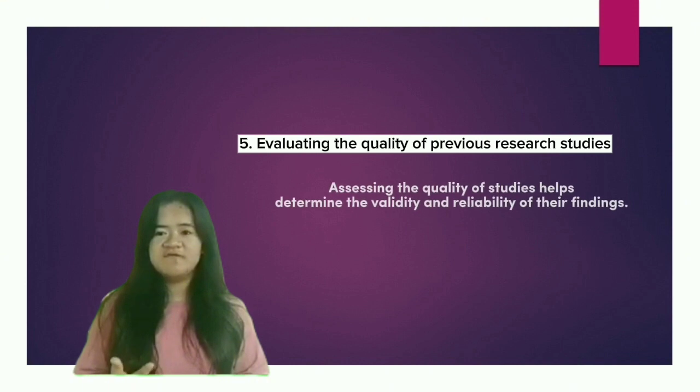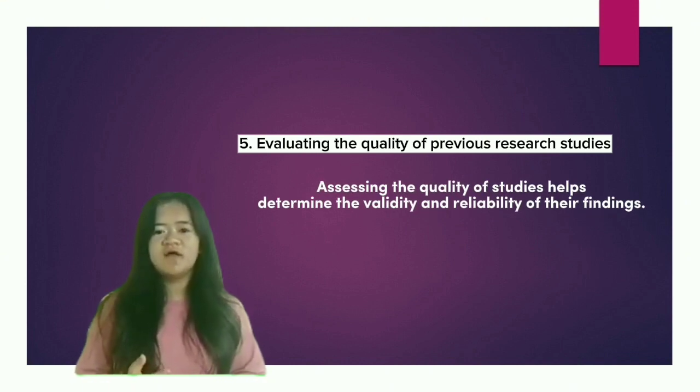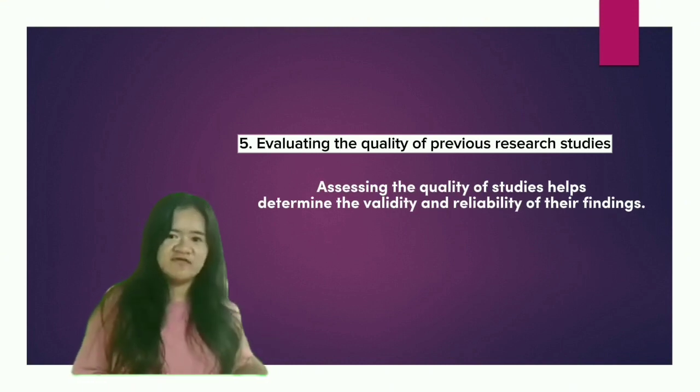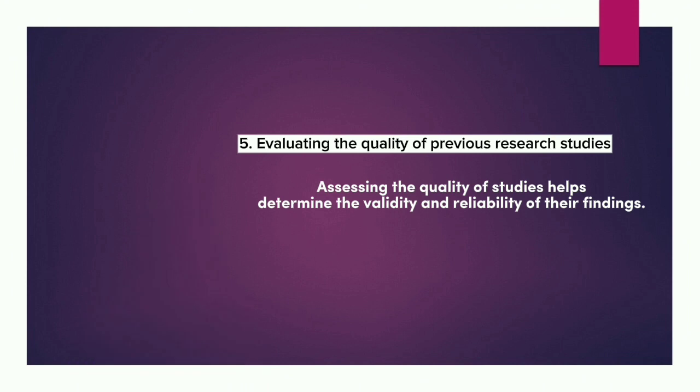The fifth one is evaluating the quality of previous research studies. It ensures that the included studies are based on rigorous methods, have sound study designs, and provide reliable and trustworthy results. High-quality studies are more likely to produce accurate and valid conclusions, enhancing the overall quality of the systematic review.